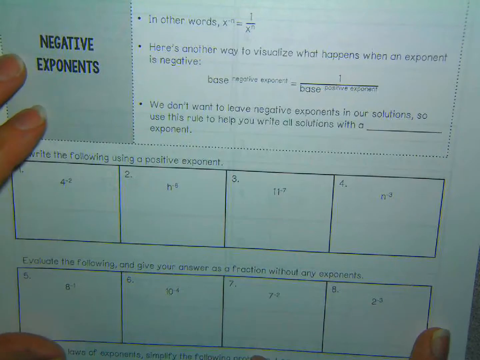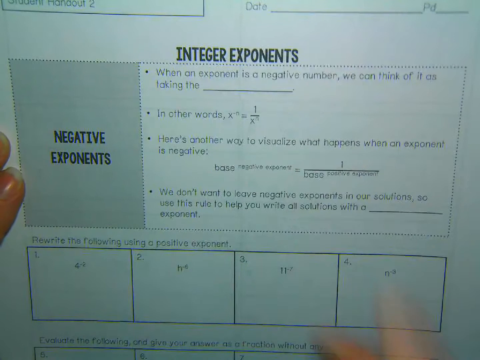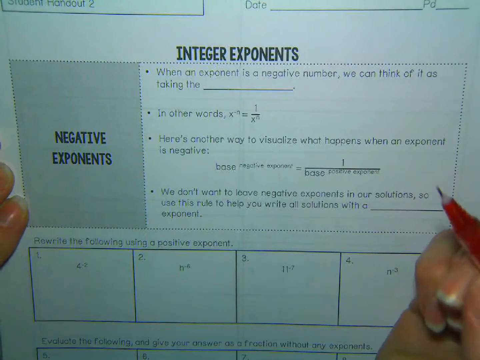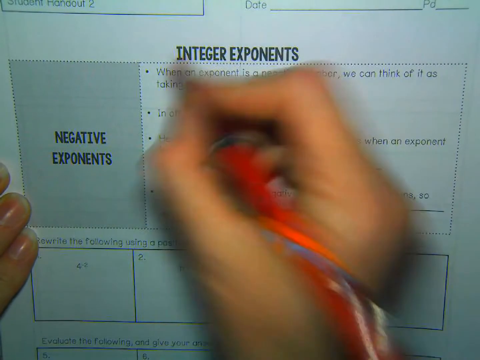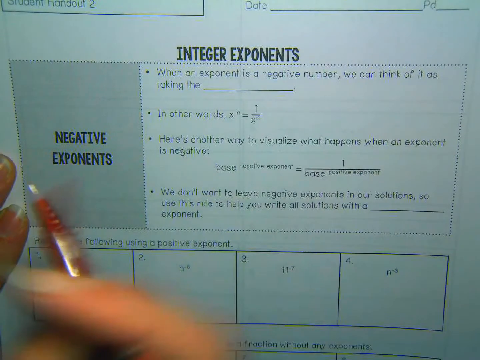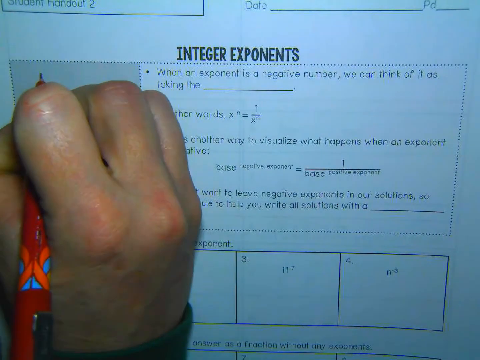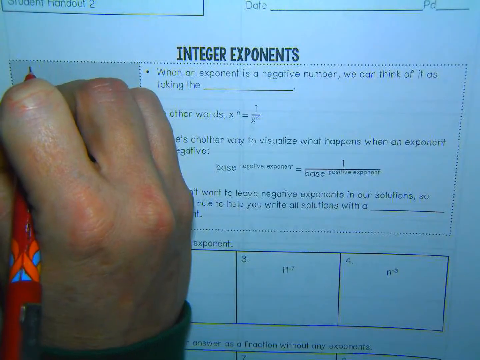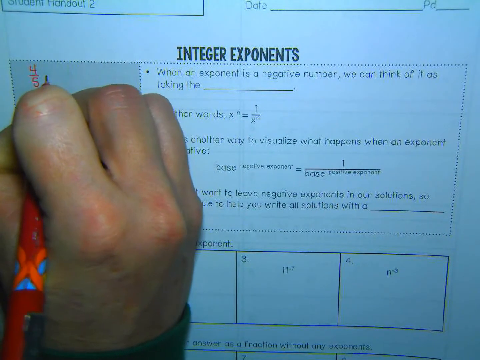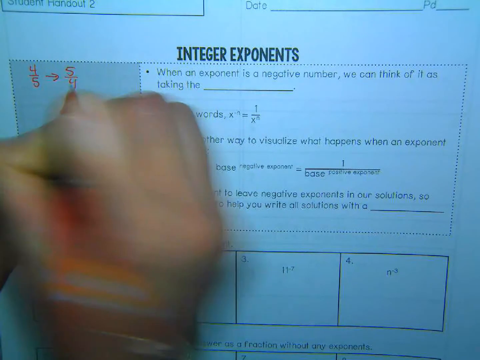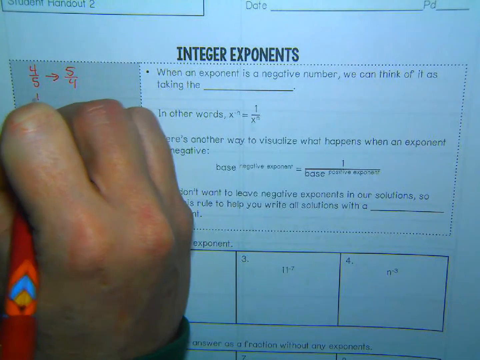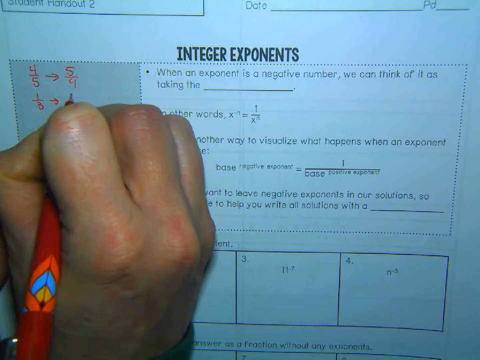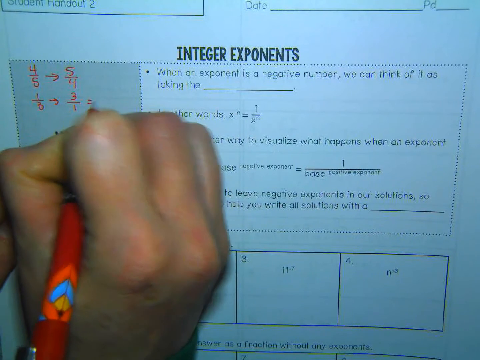Good morning. Today we're talking about integer exponents. More specifically, we're talking about negative integer exponents. Before we get started, I want to remind you what reciprocals are. The reciprocal of 4 over 5 is 5 over 4. The reciprocal of 1/3 is 3 over 1, which is 3.